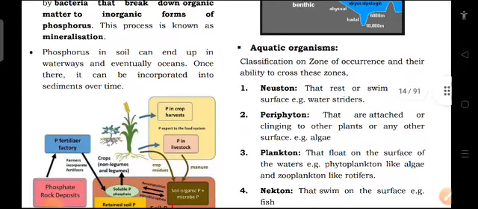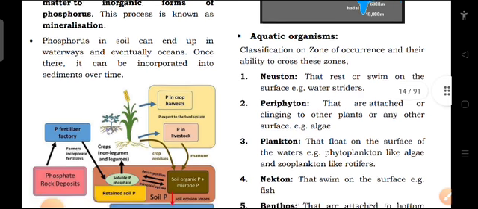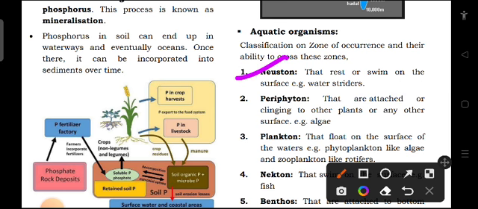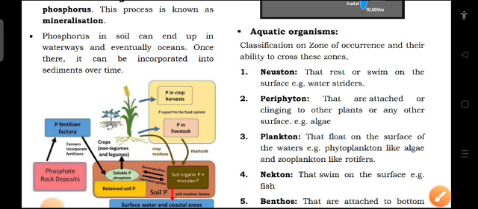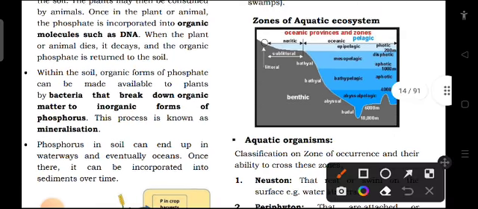These are various zones. Now what are the organisms? Classification by zone of occurrence and their ability to cross the zone. First one being neuston, that rest or swim on the surface. Example, water strider. They swim on the surface, like here. They are neuston.